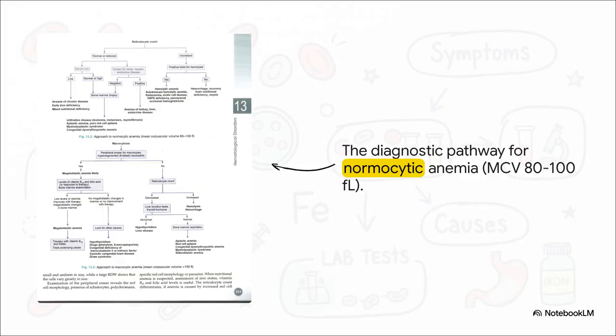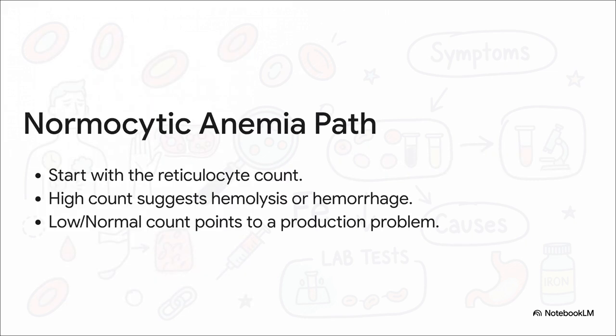Now let's move on to the next bucket, normocytic anemia. Here, the MCV is normal, somewhere between 80 and 100. The cells are the right size, but for some reason, we just don't have enough of them. And are you noticing a pattern here?